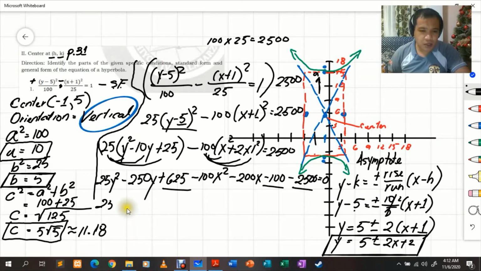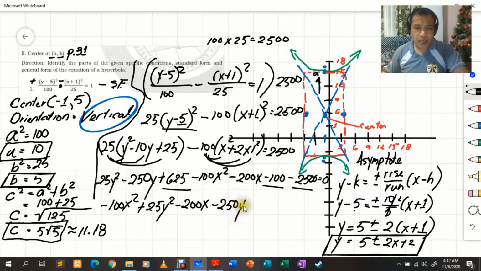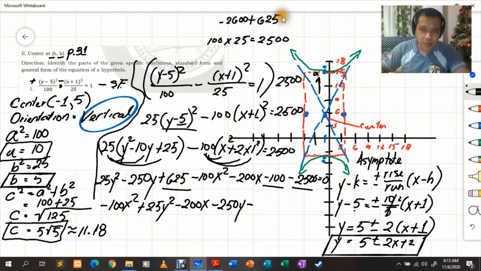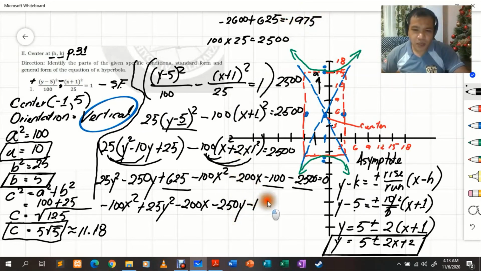Pwede ko na unahin si x squared. So, negative 100x squared plus 25y squared minus 200x minus 250y, tapos pagsamahin natin yung constants: 625, negative 2,500, minus 100, that will give us negative 2,600 plus 625, and that will give us negative 1,975. So, negative 1,975 equals 0.